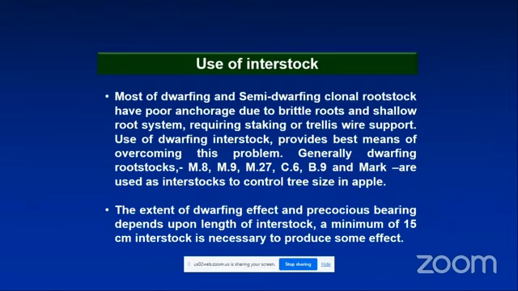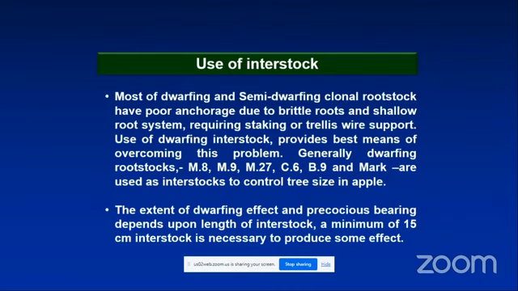Most of the dwarfing and semi-dwarfing clonal rootstocks have poor anchorage due to brittle roots and a shallow root system, and require staking and trellis support. The use of dwarfing rootstock, and also interstocks, provides the best means of overcoming this problem.